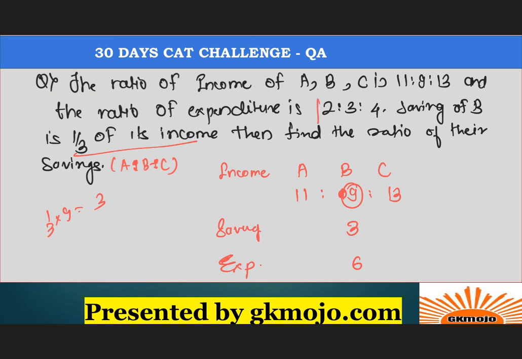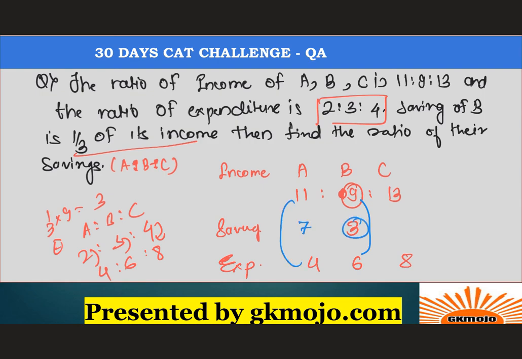But if you closely observe this ratio of expenditure for A is to B is to C, it's 2 is to 3 is to 4. So this 3 corresponds to 6. So this 2 should correspond to 4, and this 4 should correspond to 8. So it should be 4, 6, 8, right? Now you can easily find the savings ratio, okay? Because this was 9 minus 6, you got the saving of B as 3. 11 minus 4, you will get 7 over here. 13 minus 8, you will get 5 over here.